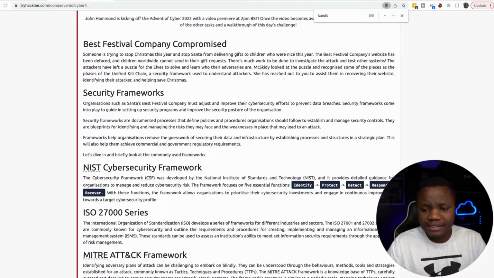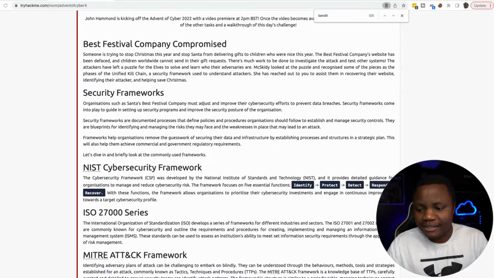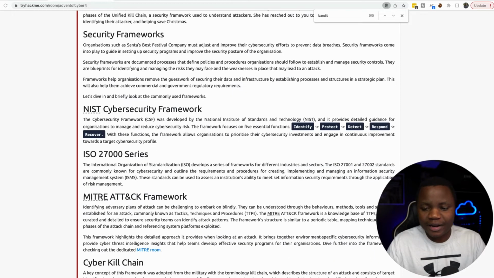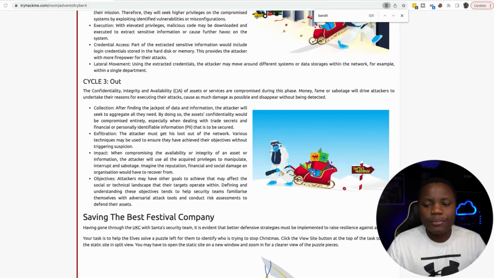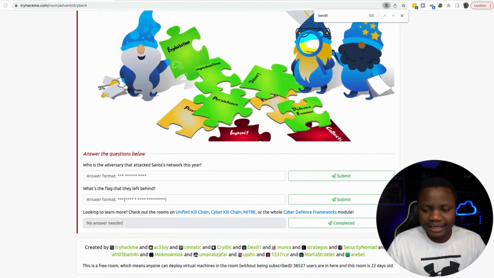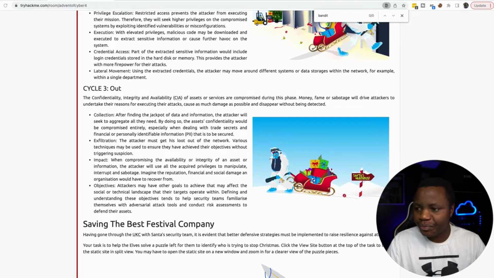What I found is that it's talking about security frameworks here, which are just documented processes that define policies and procedures organizations should follow to establish and manage security controls. There are different security frameworks out there, and most of these might come up during the interview process. We'll be using this information to complete a challenge. For example, it says, who is the adversary that attacked Santa's network this year? Well, we don't know yet. So we need to go and complete the puzzle that we have here.